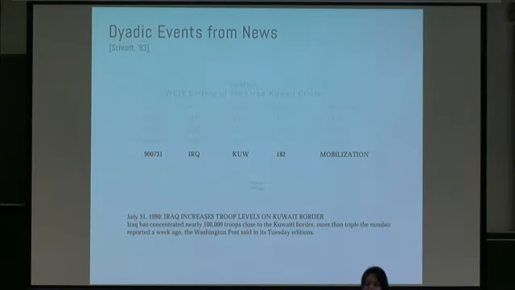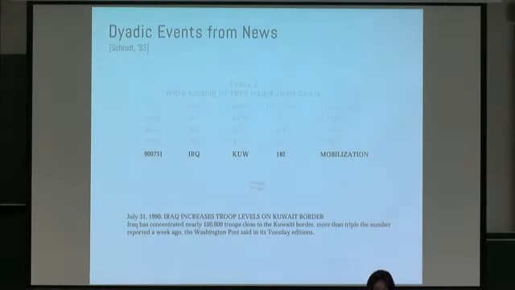So where do these events come from? Well, they're extracted from news articles. So for example, the last event here, 900731 IRQ KUW mobilization, might have come from this headline here. July 31st, 1990, Iraq increases troop levels on Kuwait border. And just to be clear, this means that these events represent media coverage of real-world activity as opposed to something more fundamental. But since most people only experience this kind of activity via the news, this is a pretty standard thing for political scientists to do.